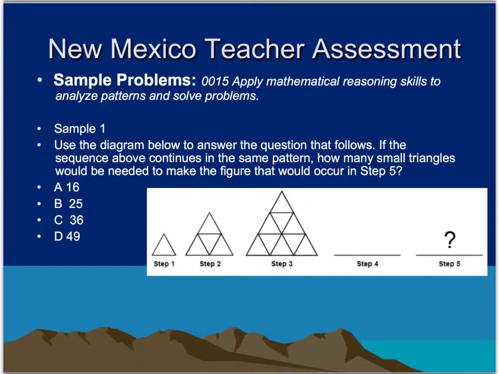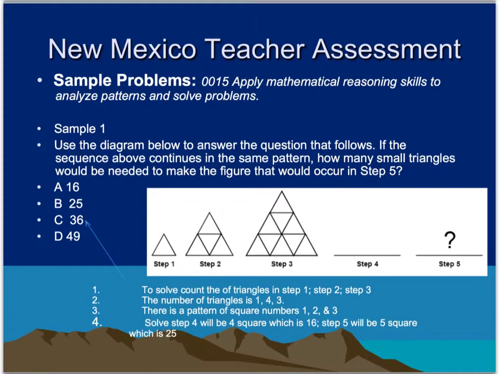Topic number 5 is applying mathematical reasoning skills to analyze patterns and solve problems. This is sample number 1. Please take a few moments to read. To solve this problem, you look at the pattern. Step number 1, step number 2, step number 3. You will notice that in step number 1, there is one triangle. In step number 2, there are 4 triangles. In step number 3, there are 9 triangles.